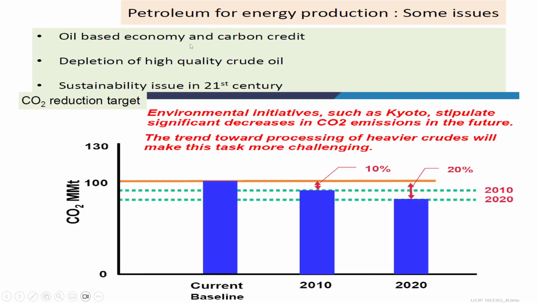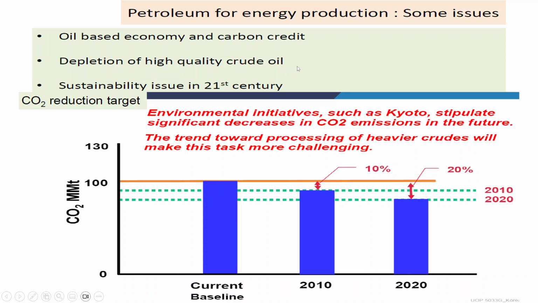Petroleum for energy production, some issues related to petroleum energy production. So, oil-based economy and carbon credits. As we have seen in coal also, while producing energy from coal, there is a huge amount of carbon emission found in the atmosphere. The same problem goes with energy production from petroleum. So that needs to be taken care of.